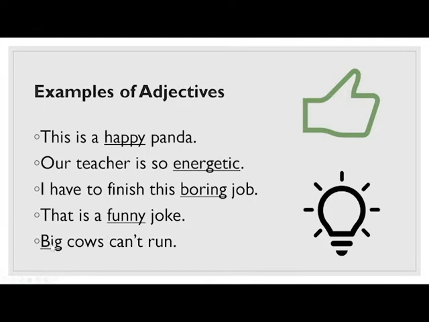And the last sentence, which is big cows can't run. So big is an adjective that has been used this time in the beginning of the sentence. So I have given you some examples about different positions in a sentence that the adjectives can appear. So you can try this at home and come up with some examples about some other adjectives in a sentence as well.